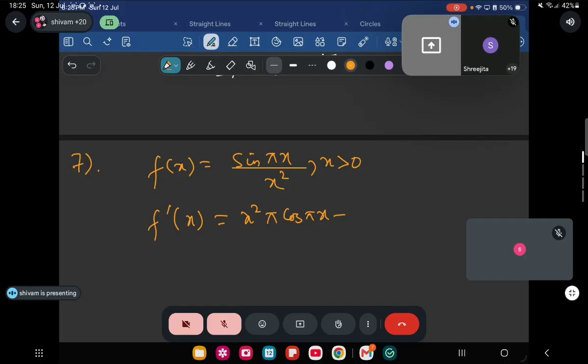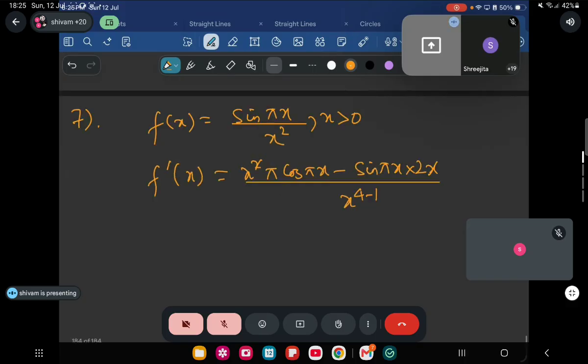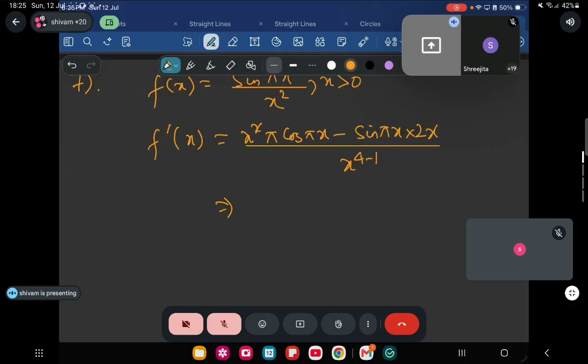Minus sine pi x into 2x, divided by x to the power 4. So 1 x and 1 x get cancelled. Can you people understand? Tell me. What are we getting? From here, something can be taken common. I think we can take cos pi x also common. We can take pi. Okay, so let us take cos pi x common.